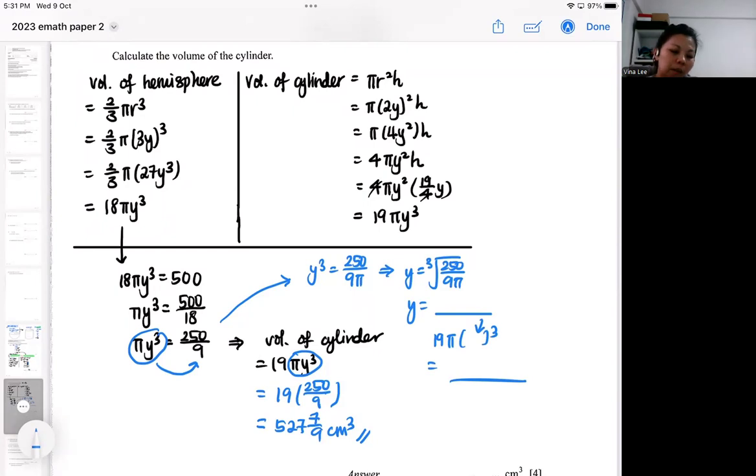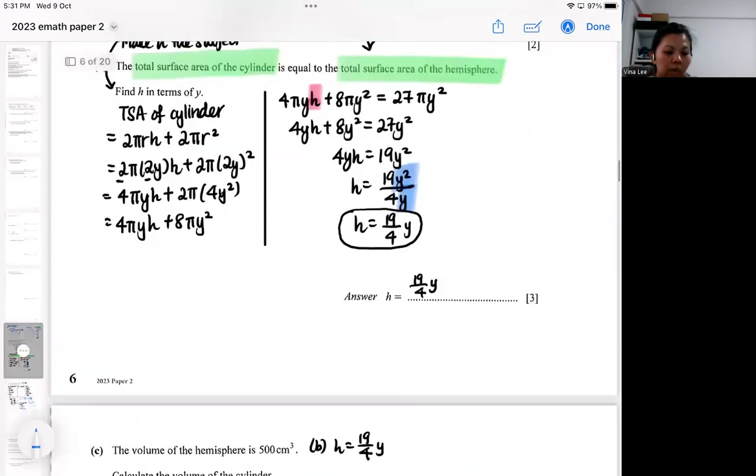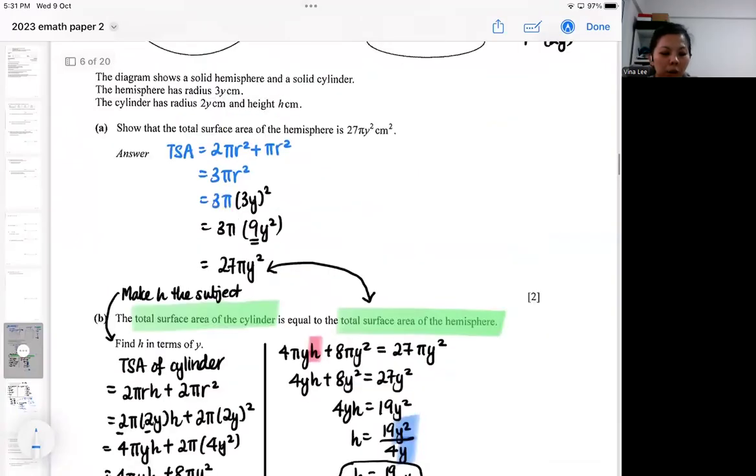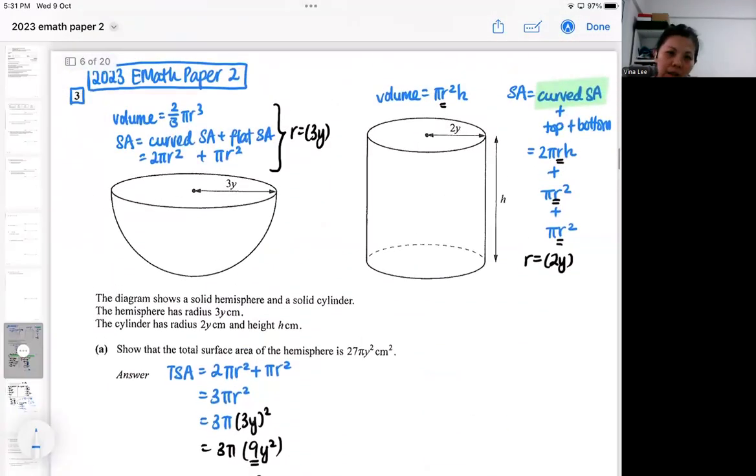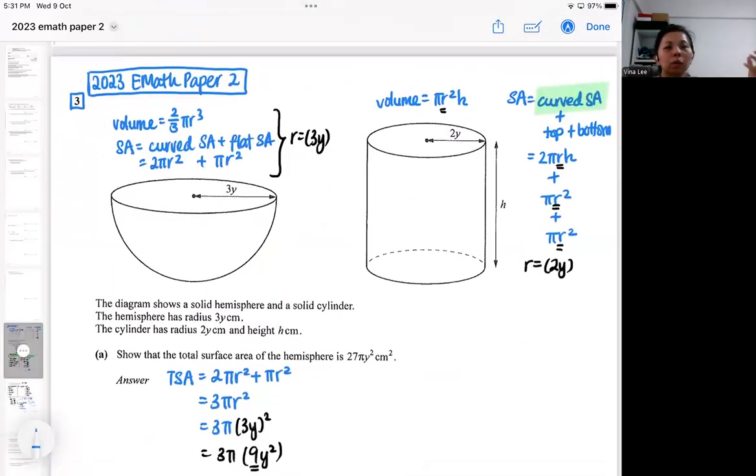Okay. So basically, we approach the whole question with formula. But throughout the formula, if you've got technical error like forgetting to square or forgetting to cube a number, you find that it actually gets very messy. Otherwise, this question, I think, is quite doable.